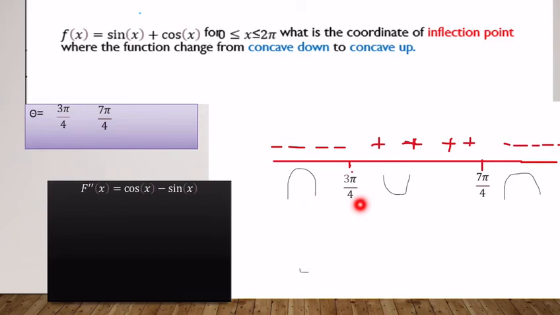When we substitute in a value between them, we will get a positive value. So the concave is going to be upward. And when we substitute in a value higher than 7 pi over 4, we get a negative value, so the concave will be downward. When we refer back to our question, it asks us the inflection point where the function changes from concave down to concave up. So concave down, concave up. We can see this clearly happening at the point 3 pi over 4. So our answer will be 3 pi over 4.